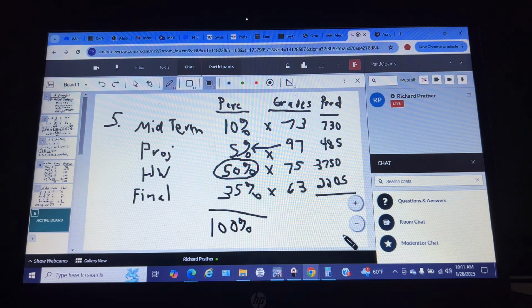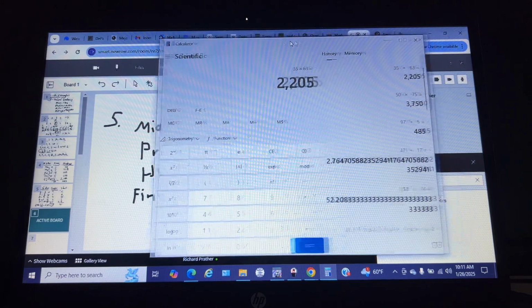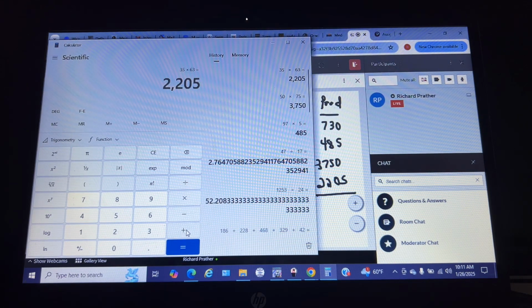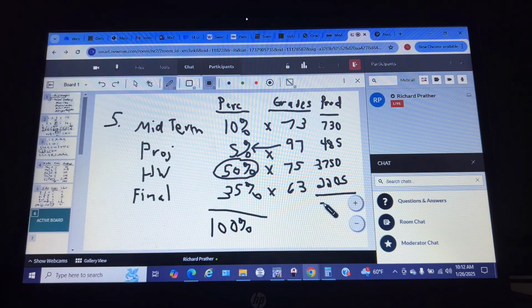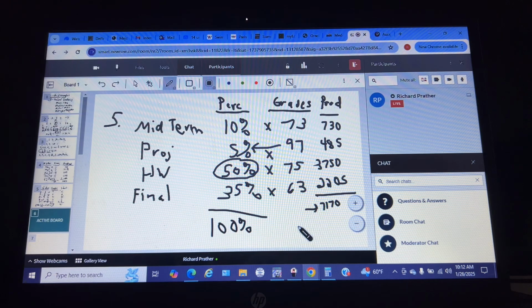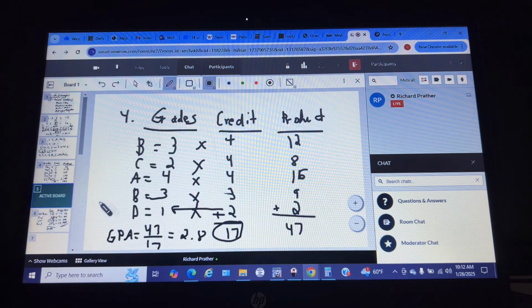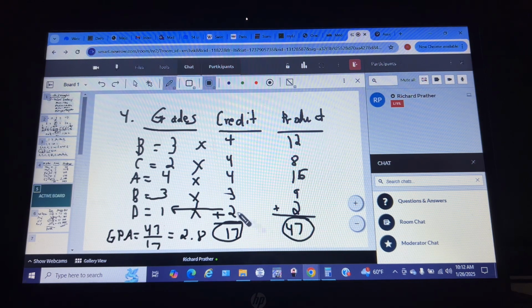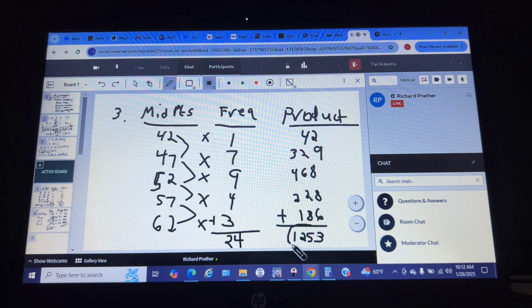You always add the product column, and that's always the thing you have in the top of your division. So 2205 plus 3750 plus 485 plus 730. That is 7170. So you're going to do this divided by the sum of one of the other two columns. That's how all of these work, is you get the product divided by one of the other two columns. So you at least got a 50-50 chance every time. The product column divided by one of the other columns added up.